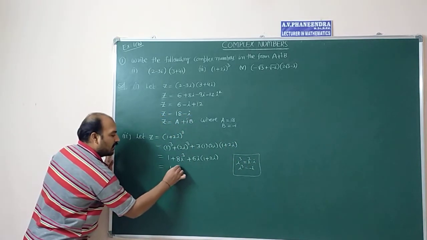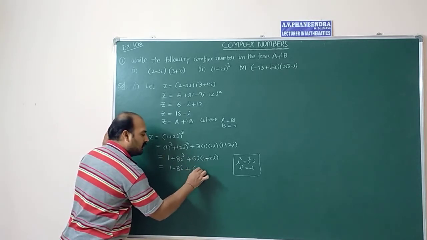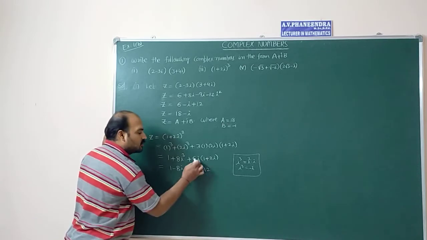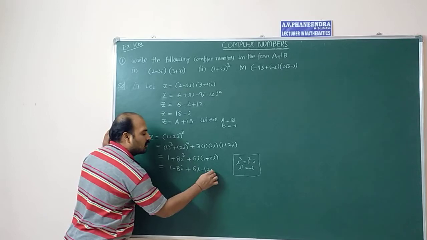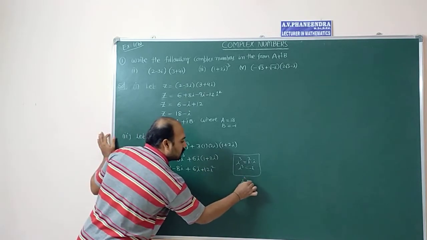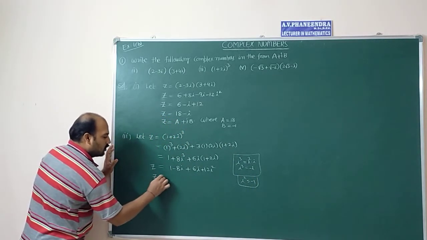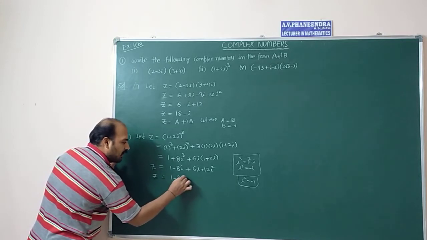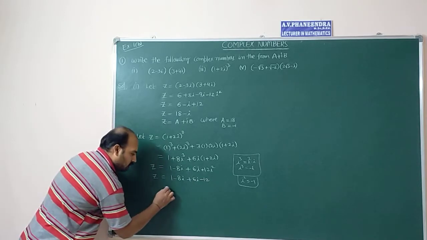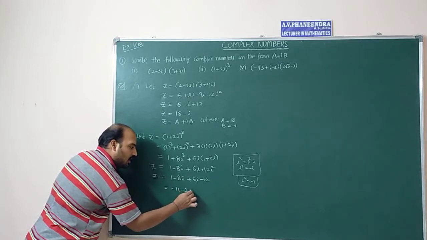So 1 minus 8i plus 6i into 1 is 6i, 6i into 2i is 12 i square, i square value is minus 1, so I'll write minus 12. So z is equal to 1 minus 8i plus 6i minus 12. Minus 12 plus 1 is minus 11. Minus 8i plus 6i is minus 2i.